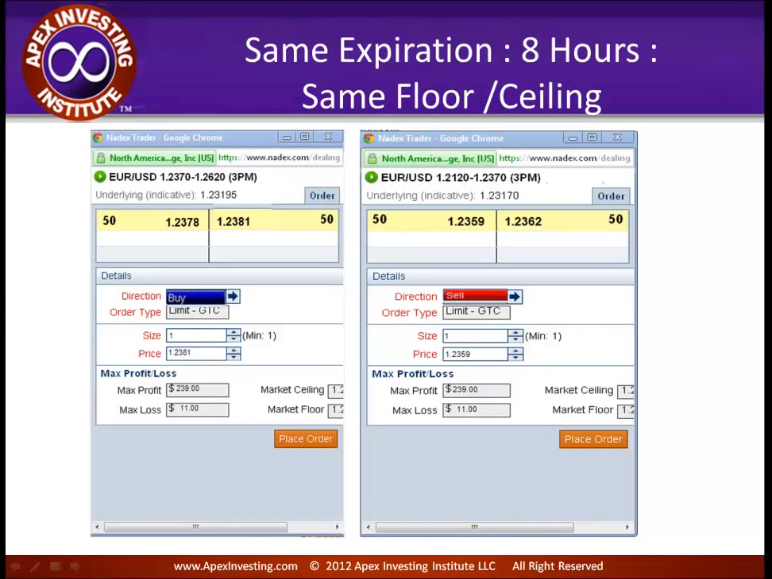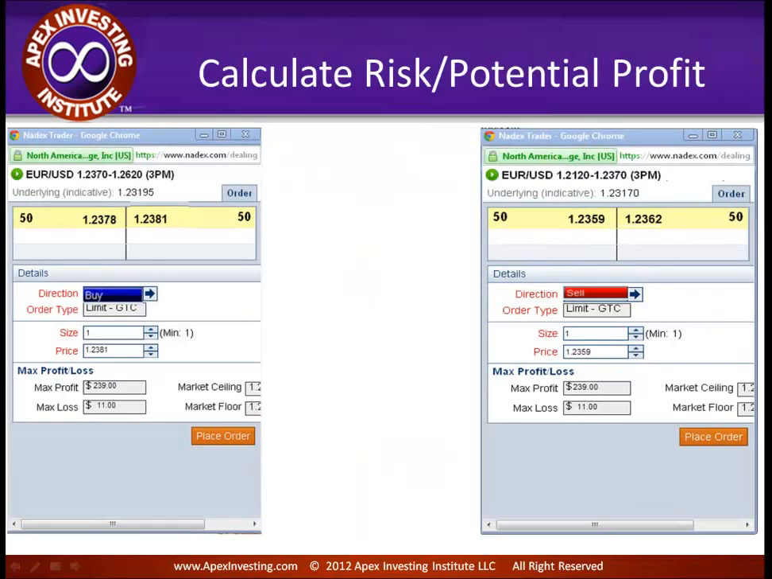We can buy this spread at the floor of 1.2370, and we can sell this spread with the ceiling of 1.2370. So that gives us the same floor and the same ceiling and 8 hours for the market to move enough in our favor. All right, so now that we found our 2 spreads, let's calculate our risk and look at our potential profit on the trade.